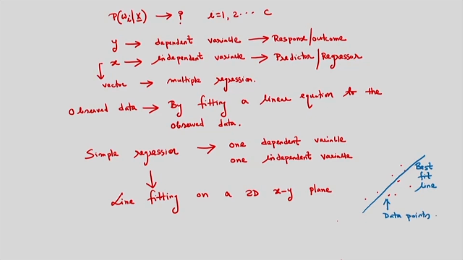So the problem is mainly the line fitting on a 2D XY plane. We are considering a set of points in the XY plane. The points I can represent like this: xi, yi, where i is equal to 1, 2 up to n. So I am considering n number of points in the xy plane.